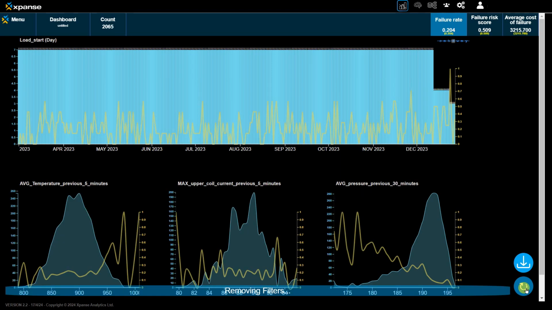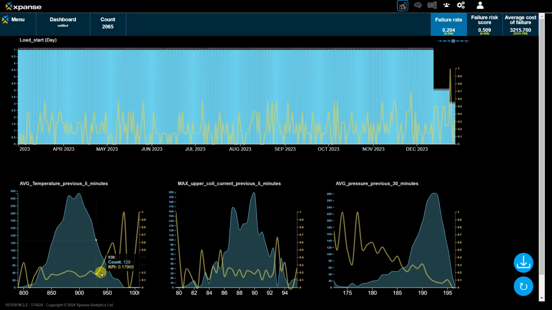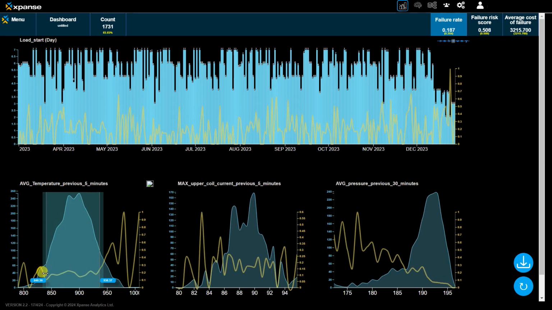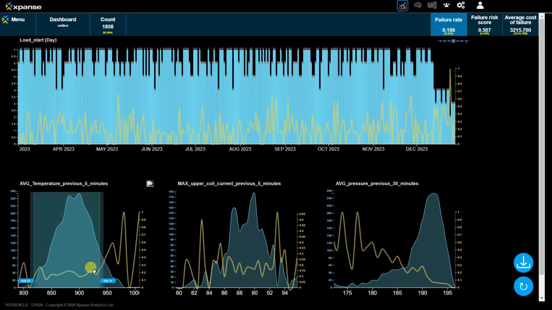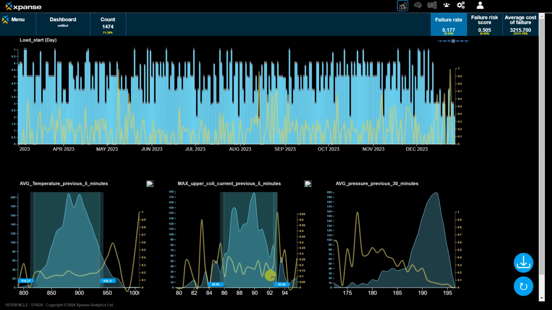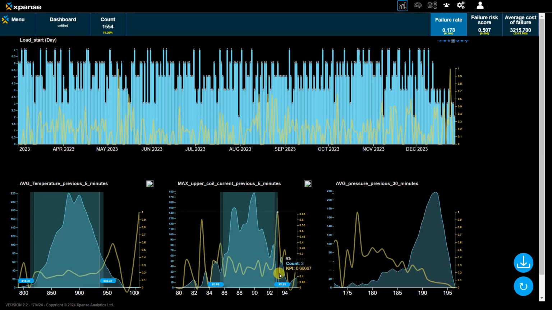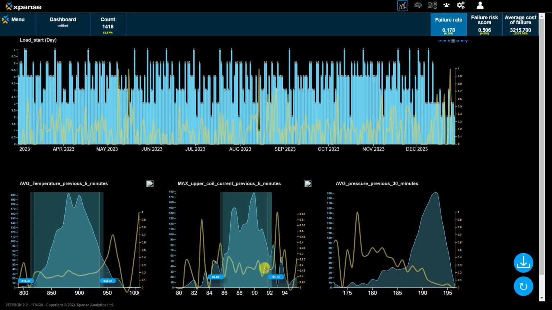We'll use the same process to investigate how we can reduce the number of failed batches. For instance, if we ensure that the temperature won't be exceeding 935, we should get an immediate decrease of low-quality batches from 20% to below 19%. By limiting the spikes of electric current levels between 84 and 92, we can bring the failure rate to 15%.